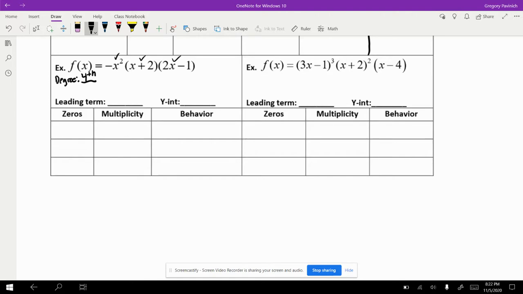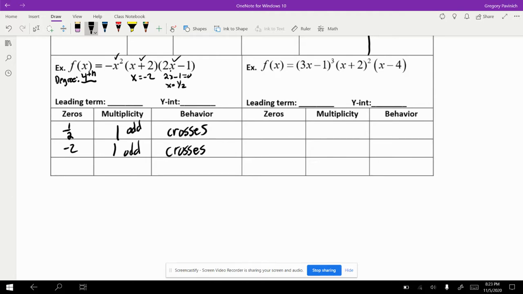Now, I only have 3 unique factors though. So let's start with this one. This x-intercept, right? I'd set it equal to 0 and I get x is equal to a half. That only occurs once, and that is odd, and it crosses. Okay, my next one is x equals -2. That occurred once, which is an odd amount of times. It also is going to cross through the x-axis.